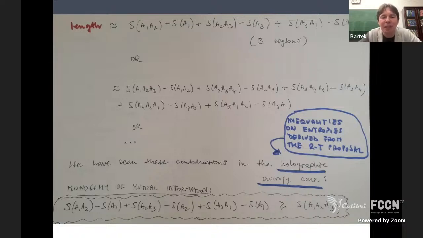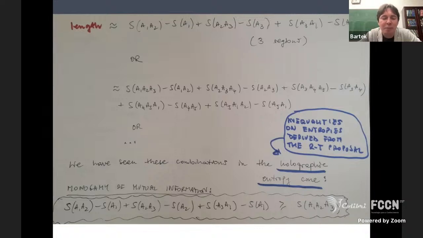So the only thing I have said on this slide so far is that these expressions form discrete versions of the formula we saw before. Now a question I ask, a rhetorical question, I will answer it in a moment: have we seen these specific combinations of entanglement entropies before? And the answer is yes. We have seen them in the holographic entropy cone program.